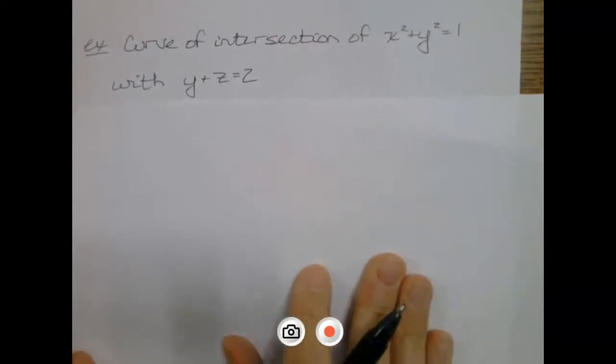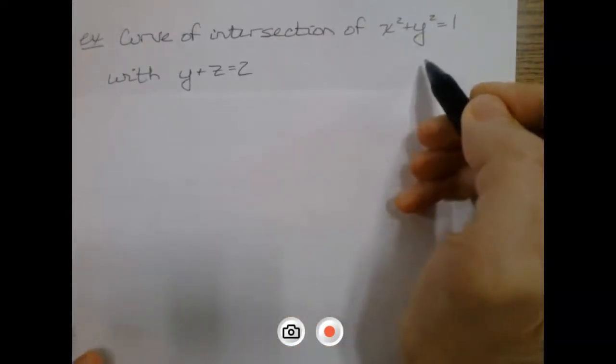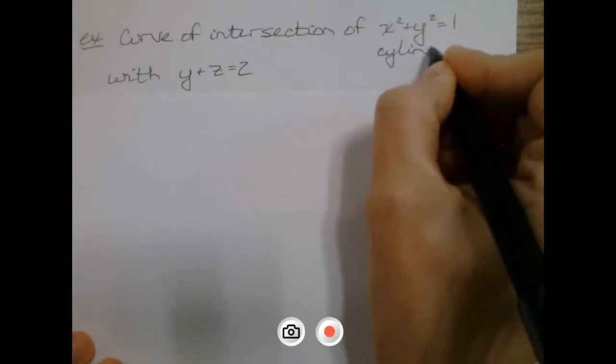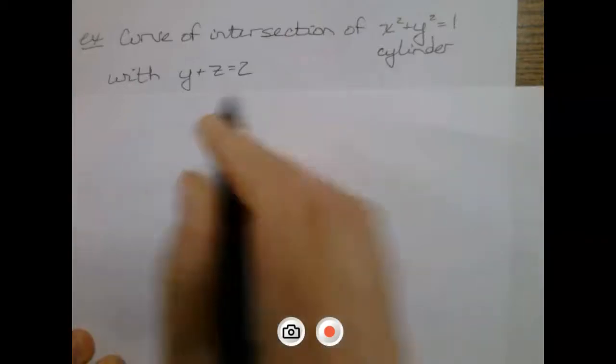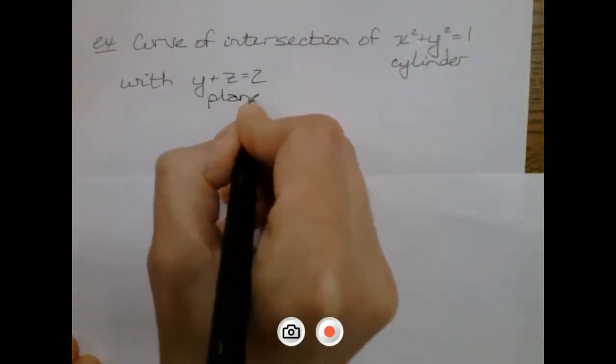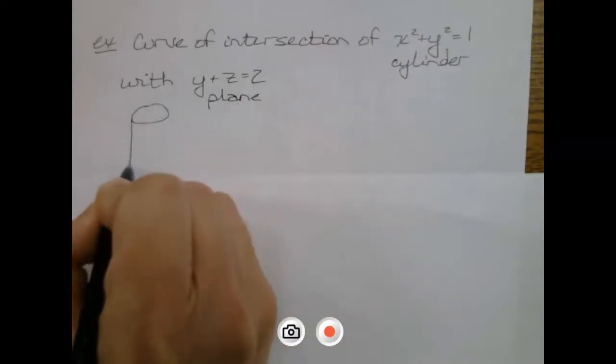Suppose I want to intersect x squared plus y squared equals 1. So in 3 dimensions, this is a circular cylinder with y plus z equals 2. Well, in 3 dimensions, that's a plane. So pretty much I'm cutting a plane through a cylinder. Think about what that looks like.